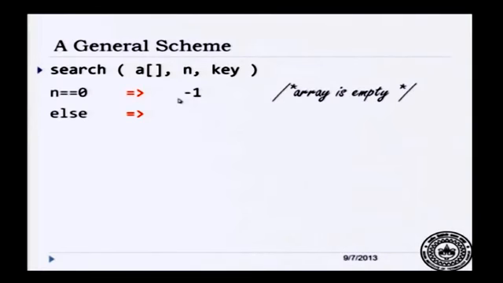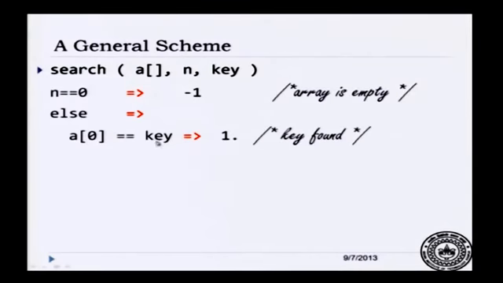Suppose n is not 0. So this means that the array is non-empty. Now, how do we solve this recursively? So we look at the first element, whether it is the key or not. If the first element is the key, we don't have to do anything further. We know that the key is present in the array, so you return 1. So the key has been found and you return 1.